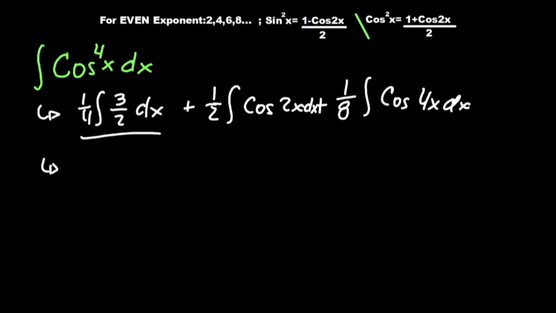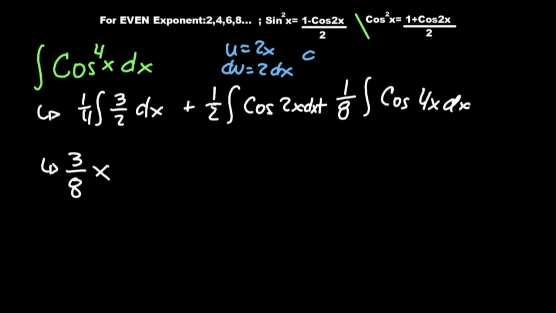Now let us focus on here first. Put 3/2 outside the integral. So 1 times 3 would be 3, 4 times 2 would be 8, and integral of dx would be simply x. So we are done in this part. So let us now focus on this one. In this case, let u here be 2x. So derivative of 2x would be 2 dx. And so dx right here would be equal to du over 2.